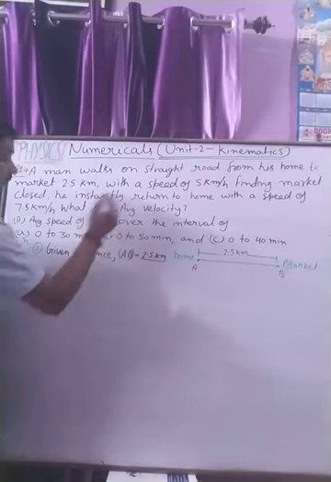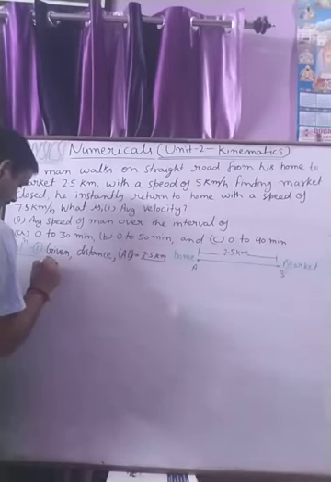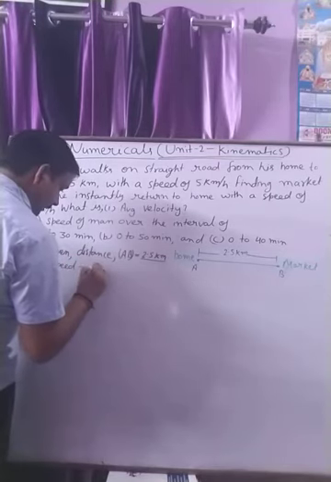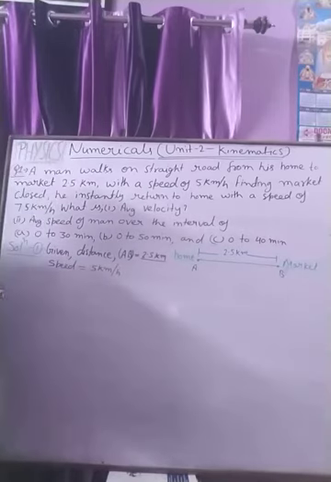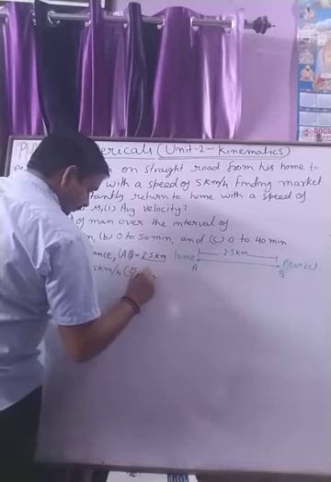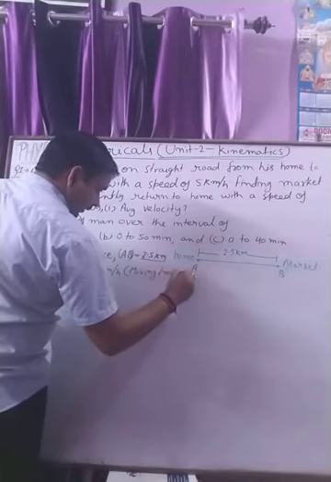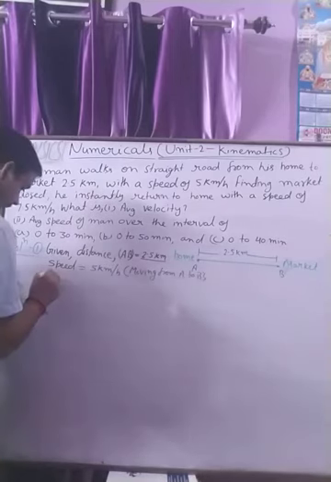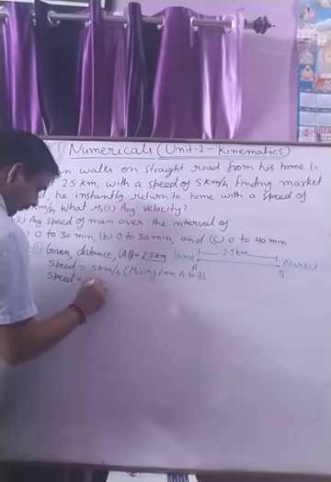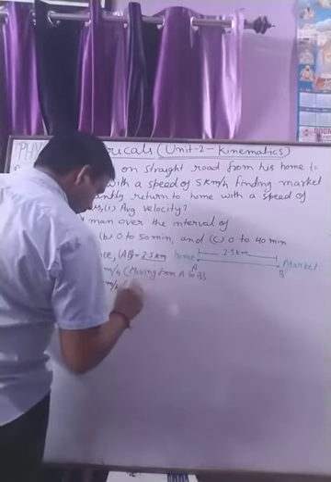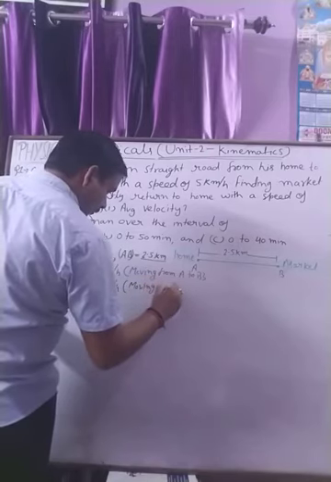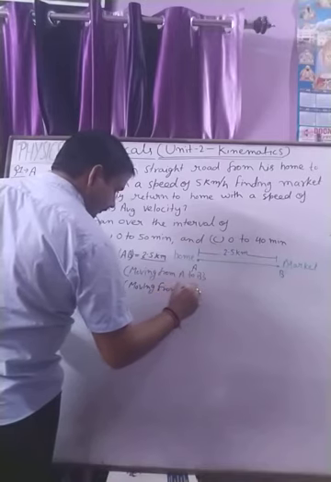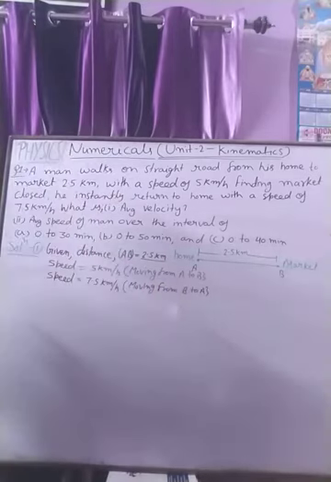Second, the speed of the man is 5 kilometer per hour, moving from A to B, when he is going from home towards the market. Okay. Second, the speed is 7.5 kilometer per hour, moving from market to home, or moving from B to A.